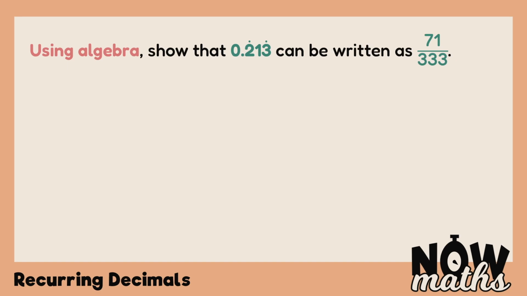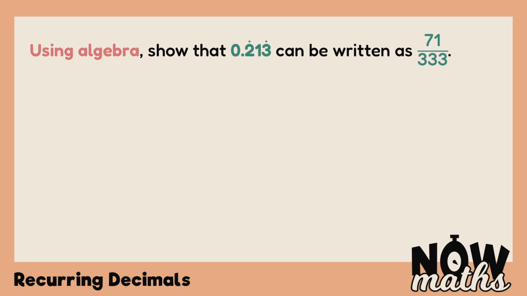So this time we're asked to use algebra to show that 0.213 recurring can be written as 71 over 333. To do this, we're going to ignore the fraction that we've been given in the question, and we're just going to focus on turning the recurring decimal into a fraction. And hopefully what we end up with should be the fraction that we are given in the question.